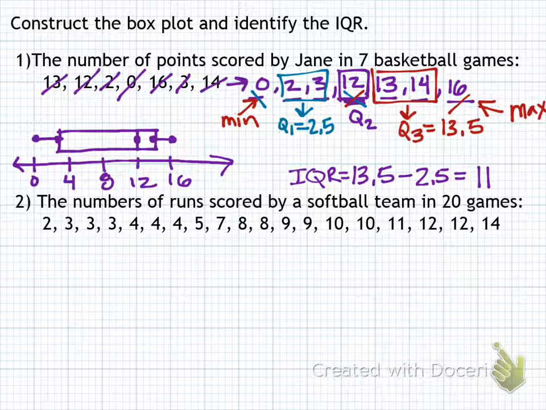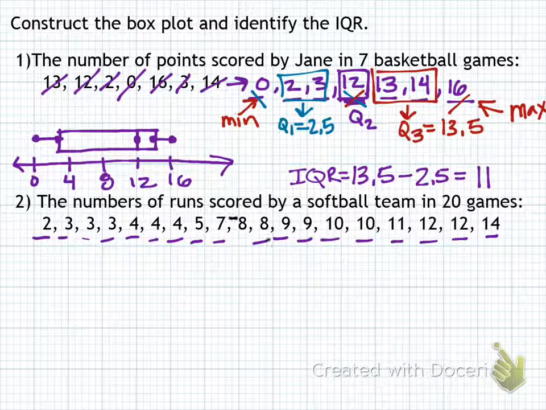Let's look at number 2. All right, so number 2, I already ordered it from least to greatest when I made this, and there's actually a 7 missing though, so this was me finding the median. There should actually be another 7 right there. It is. Okay.